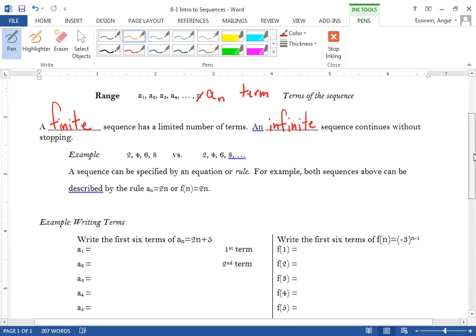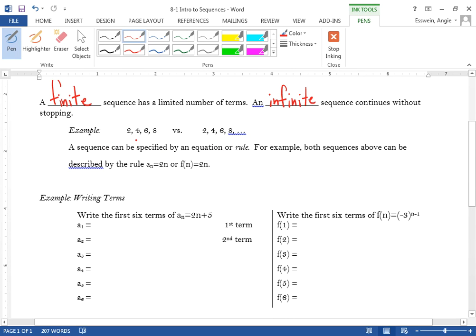And then there's two formats for expressing a rule that you might see. So I just want to show you both of them. You might see, for example, 2, 4, 6, 8. Obviously, you're multiplying the term number by 2, right? And that's how you get 2, 4, 6, 8. So the rule is 2n. You might see a sub n equals 2n, or you might see it as function notation, f of n equals 2n. But those mean the same thing.